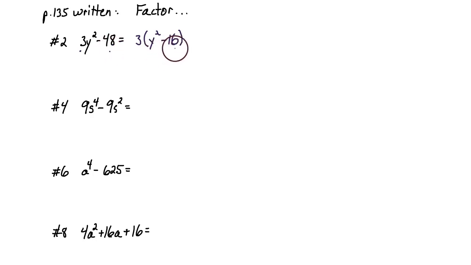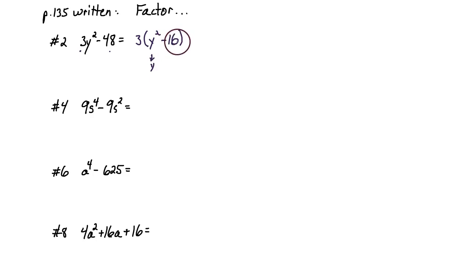Then inspect this factor to see if it's a special pattern. It is a binomial with a minus in the middle. So the special pattern we're checking for is called a difference of squares. Is this a perfect square? Yes, it is, because the square root of y squared is y.